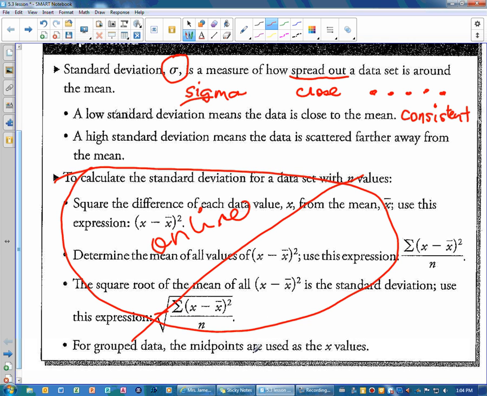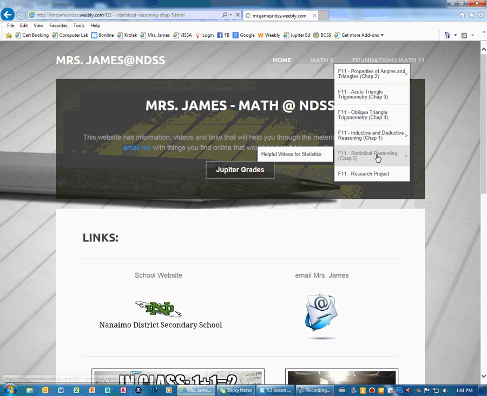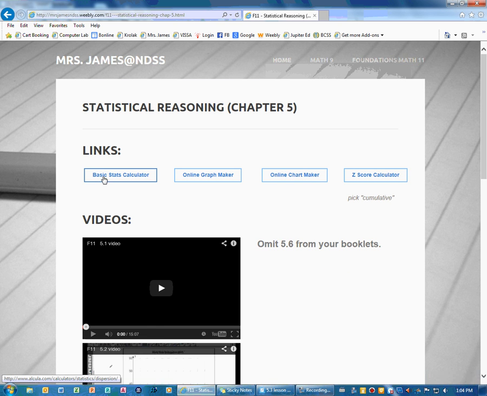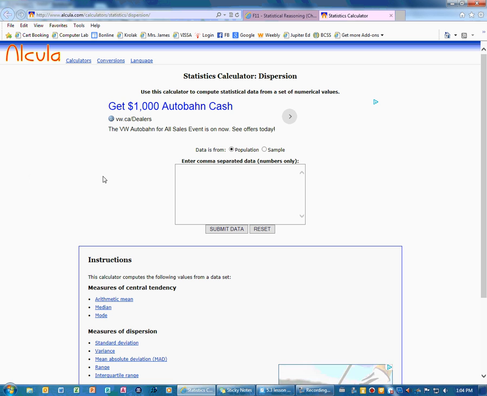Okay, so we're going to go to the web page. In chapter 5, I have a link here to the basic stats calculator. We're going to use that to calculate standard deviation. So this is what it looks like.